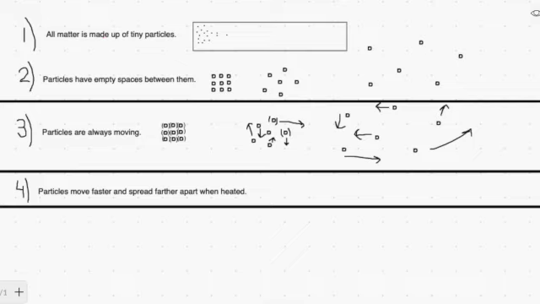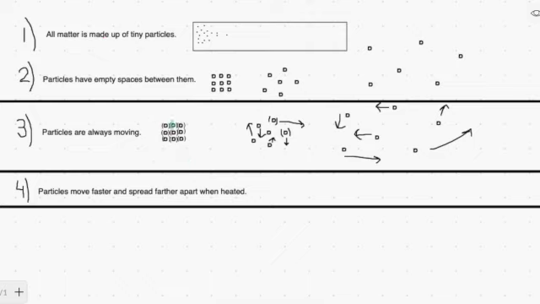The fourth point of the particle theory states that particles move faster and they spread farther apart when they're heated. Now, I didn't necessarily draw a diagram for this because I'm able to explain it using these diagrams here. When you apply heat to any of these states, the particles begin to move faster and spread apart. Now, correlating that with the point of particles having empty spaces between them, we can find out that adding heat actually can change its state of matter.